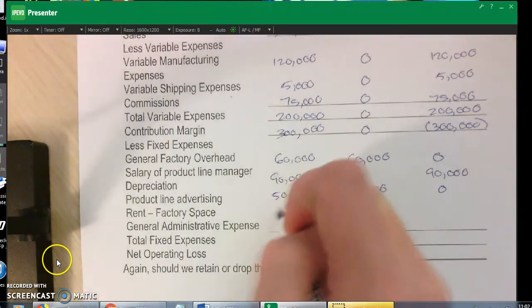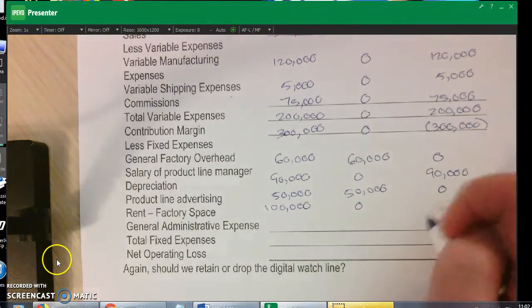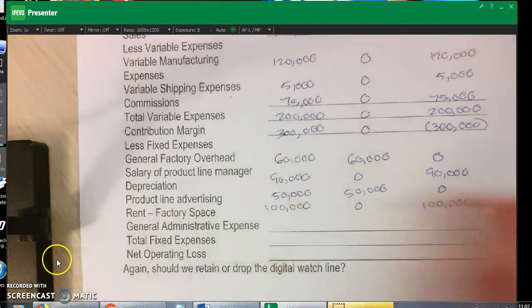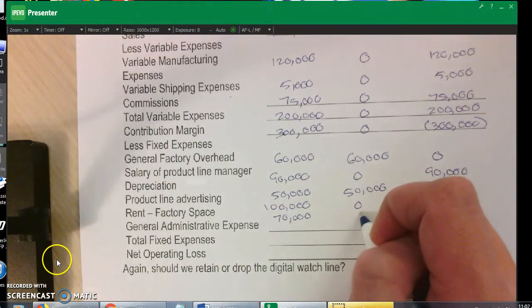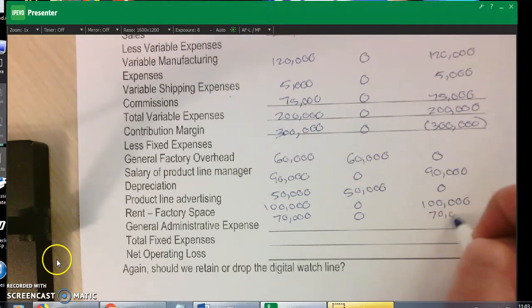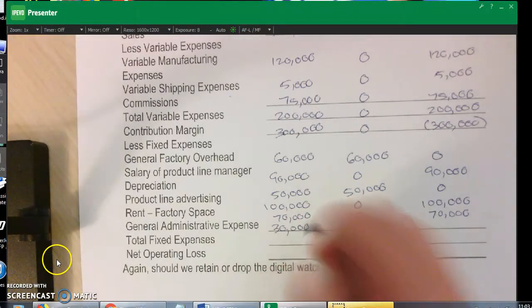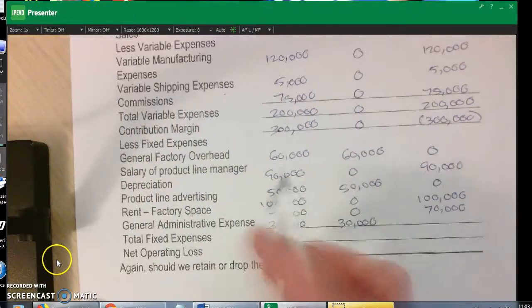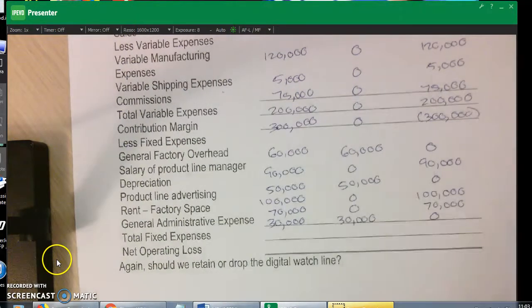Product line advertising is given to us at $100,000. Doesn't make sense to advertise for a line that no longer exists. So we have our $100,000 difference there. Rent on factory space, $70,000. We drop it, we don't pay it. So that's our difference right over there, $70,000. And then we have our G&A expenses of $30,000 right over here. And then we have our $30,000, of course, because it's just like the general factory overhead. That $30,000 will be shifted to another line, so therefore it's not an incremental cost. That's why this is zero.